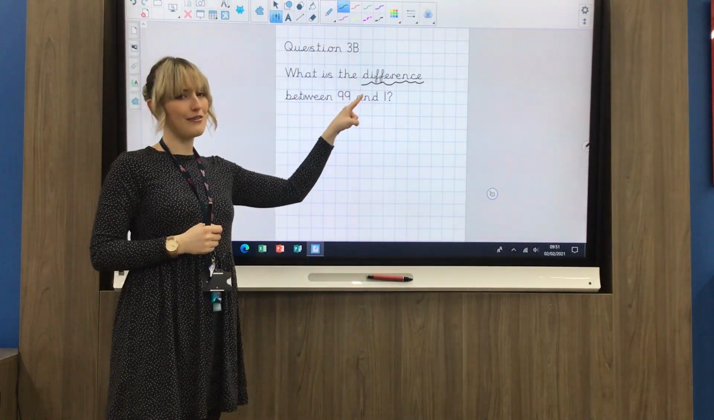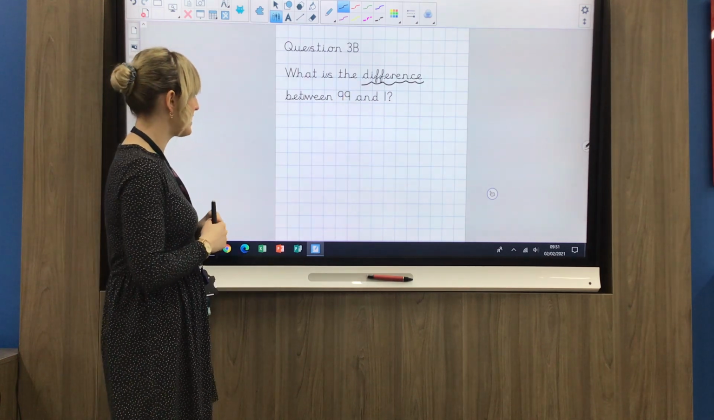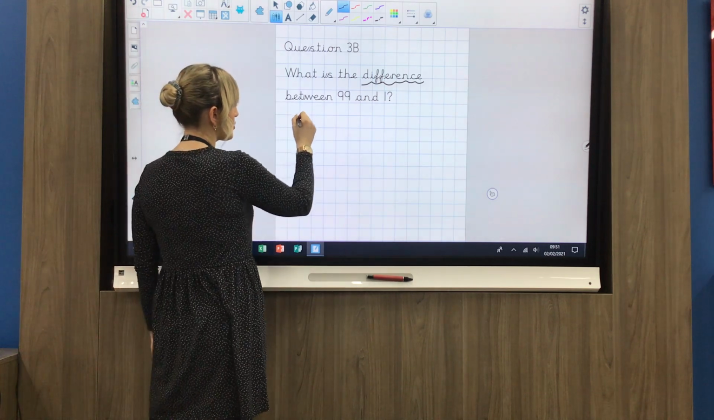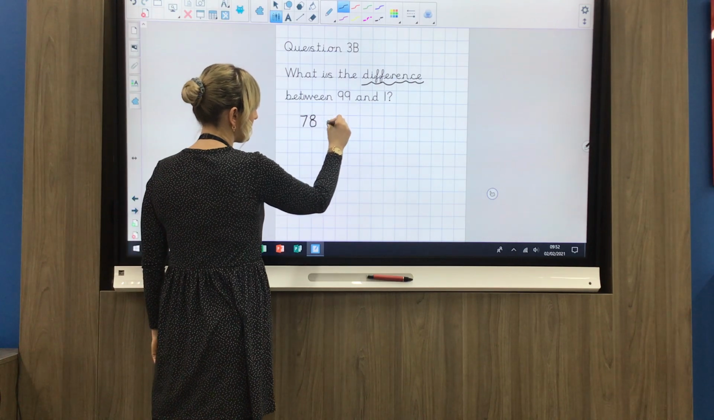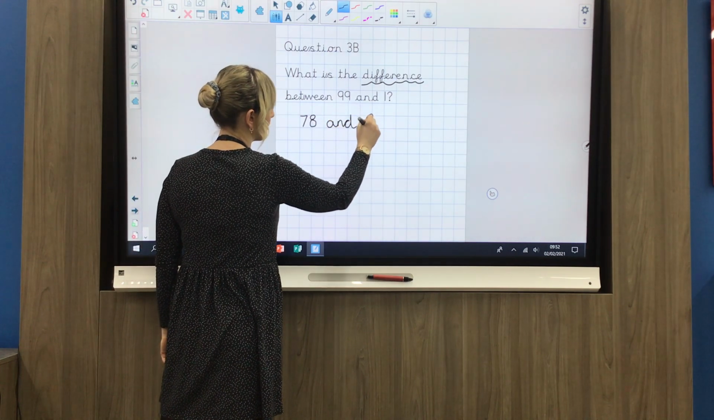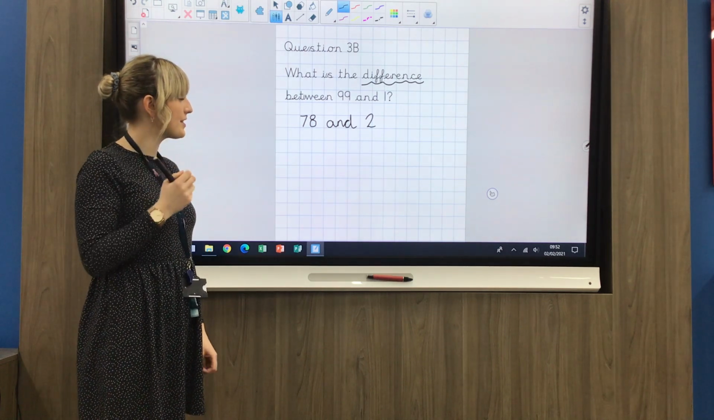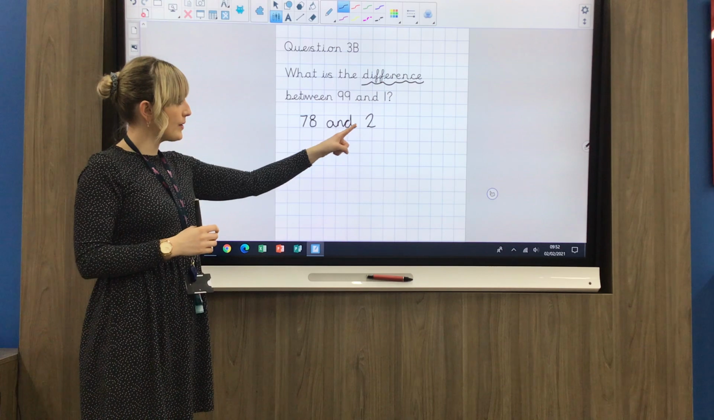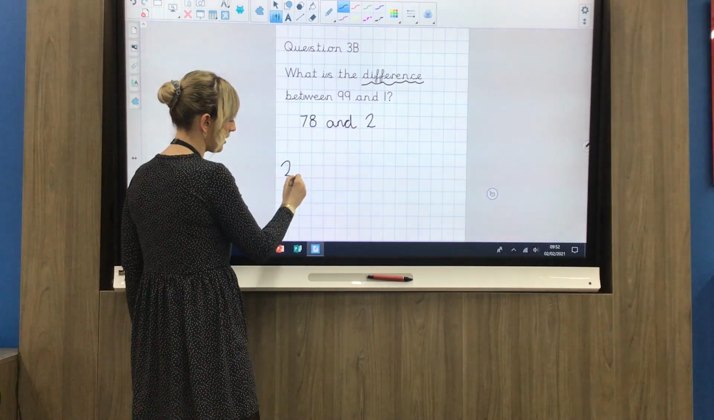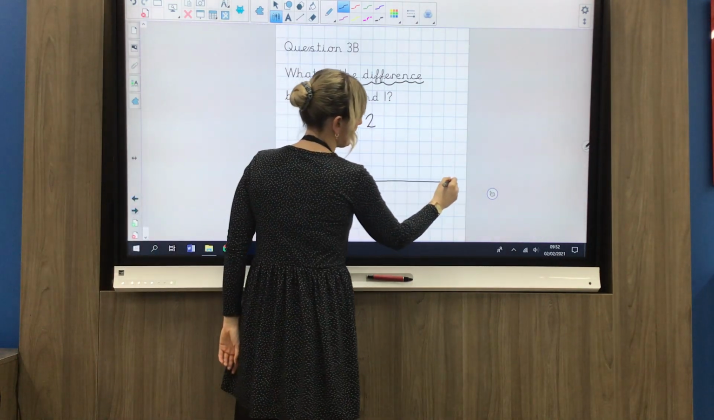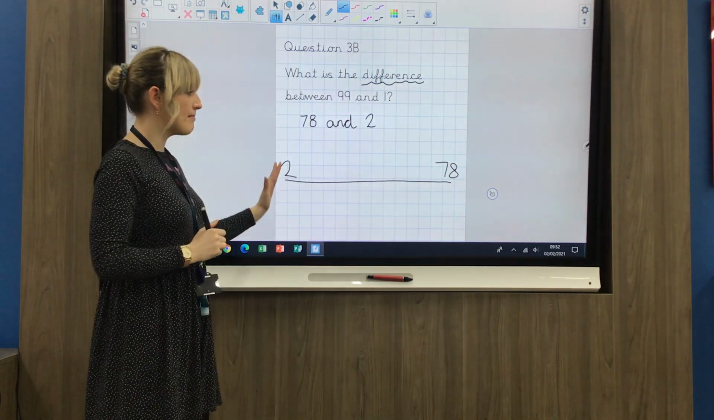So I'm not going to work out this question because that would give you the answer. Let's look at a different number. So if I said, what is the difference between 78 and 2? What I need to do is find out the amount in between 2 and 78. So here's 2. Imagine I've got a big number line. There's 78. So it's the amount in between.